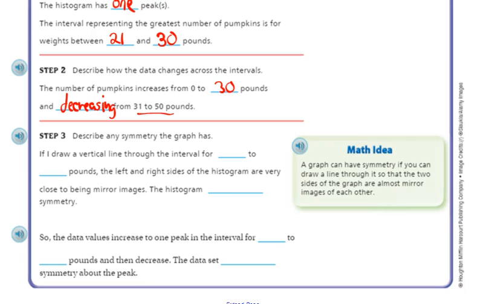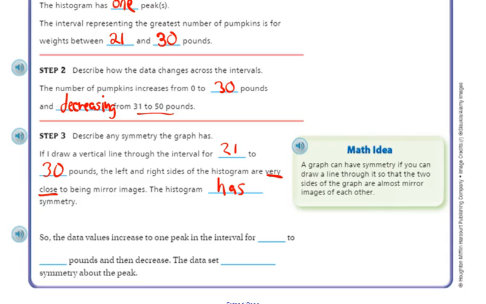If I draw the vertical line through the interval 21 to 30, the left and the right sides of the histogram are very close. Now, just look at this, very close. It does not have to be exact, it just has to be close to being mirror images. So the histogram has line symmetry. Okay.